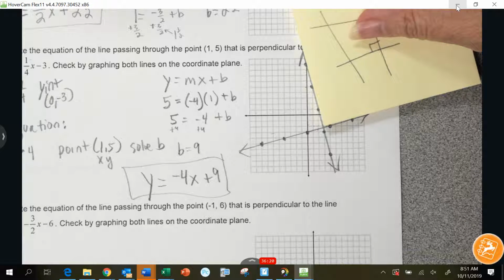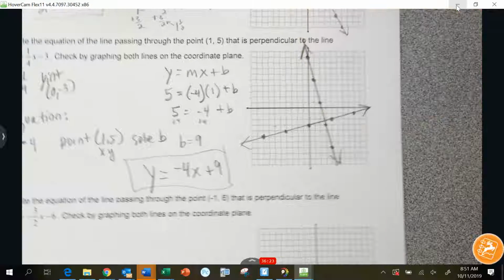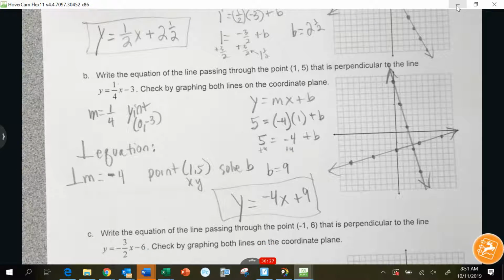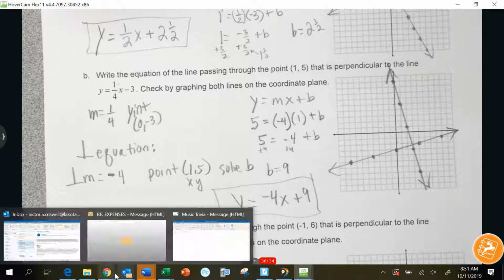I'm just going to skip the last one. We've done a lot of these examples, and you have a worksheet for your assignment. I'll pass that out. And you guys can start on it in class. Make sure you understand it.